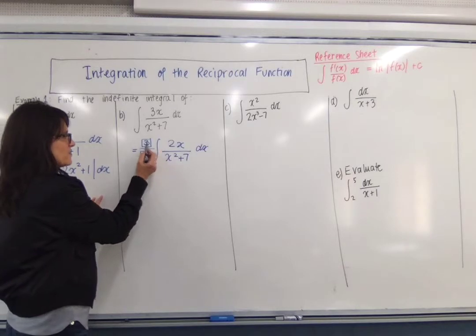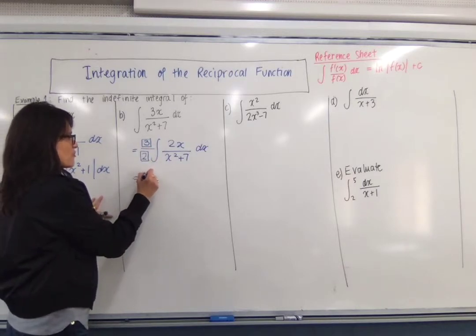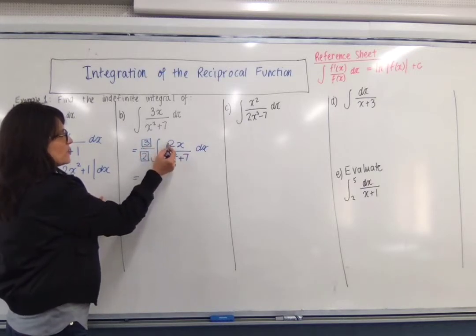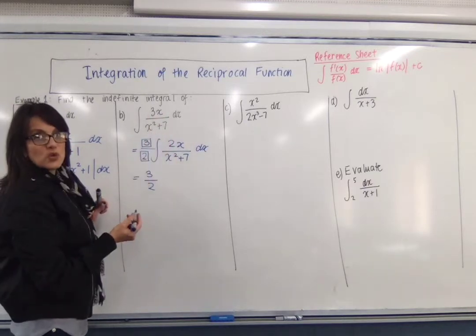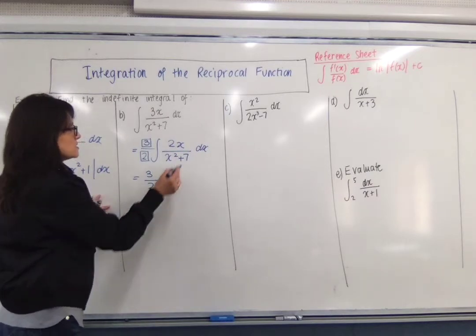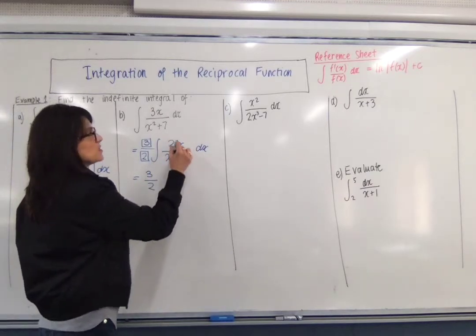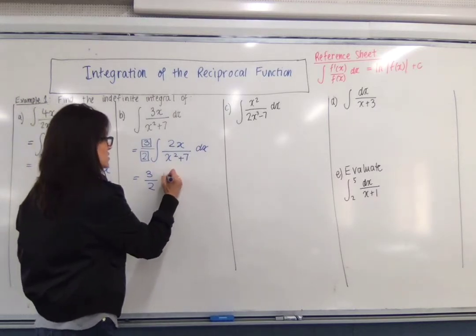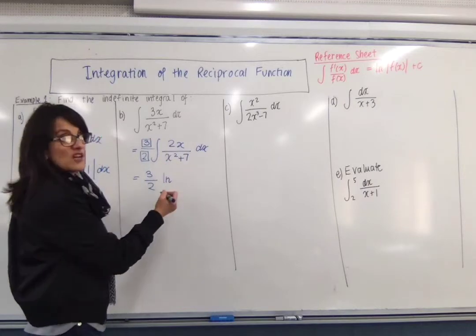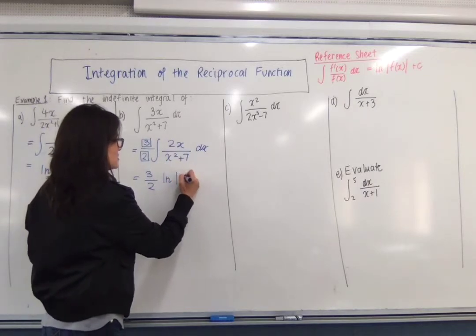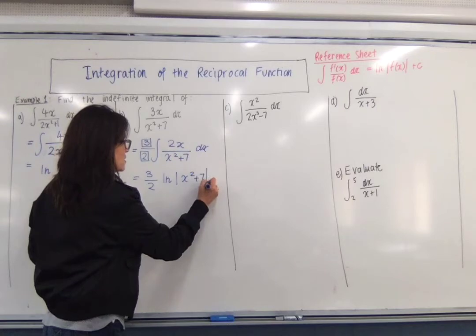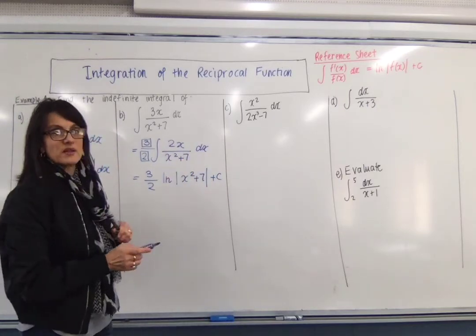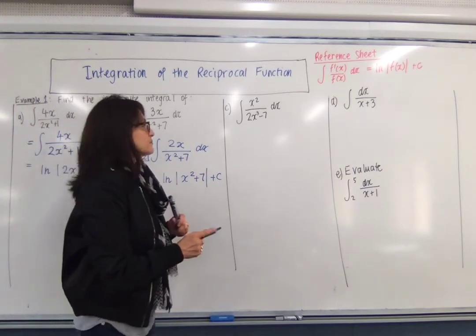So I want you to look at that carefully. Why have we taken out 3 over 2? Well, by doing that, these 2's will cancel. I'm left with a 3 on top, which is our original question that was being asked of us. So now we've got 3 over 2 times, and we've got it in this form. So we're going to use the result from the reference sheet, which is the natural log of the function on the bottom, which in this case is x squared plus 7, and we're taking the absolute value of it because this function needs to be greater than 0 to find the log.